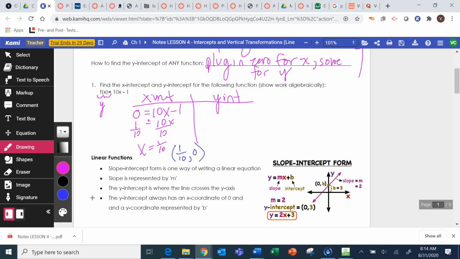The y-intercept, we've got f of x, which is our y, equals 10 times 0 minus 1. So f of x equals -1. And we write that as an ordered pair: 0, -1.